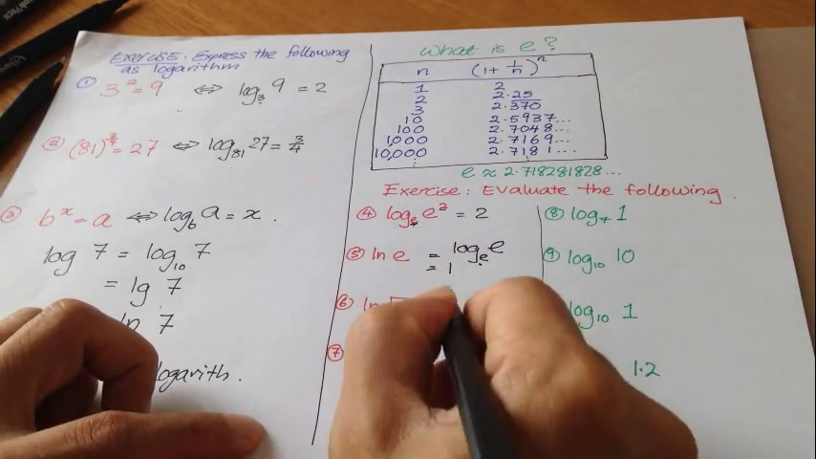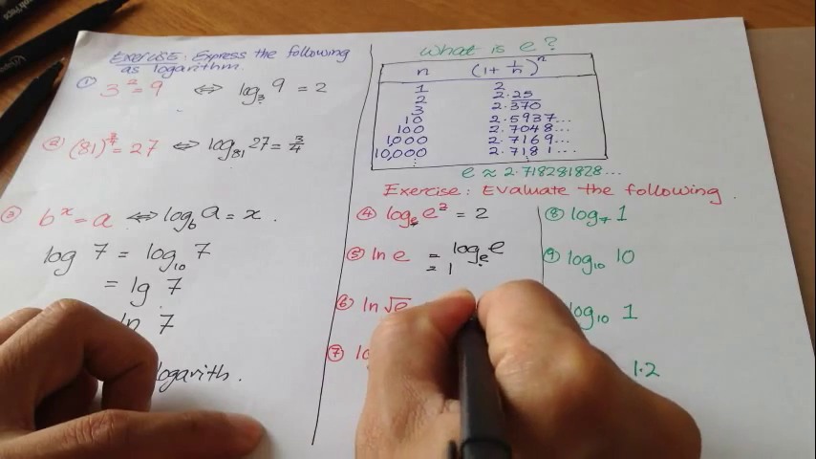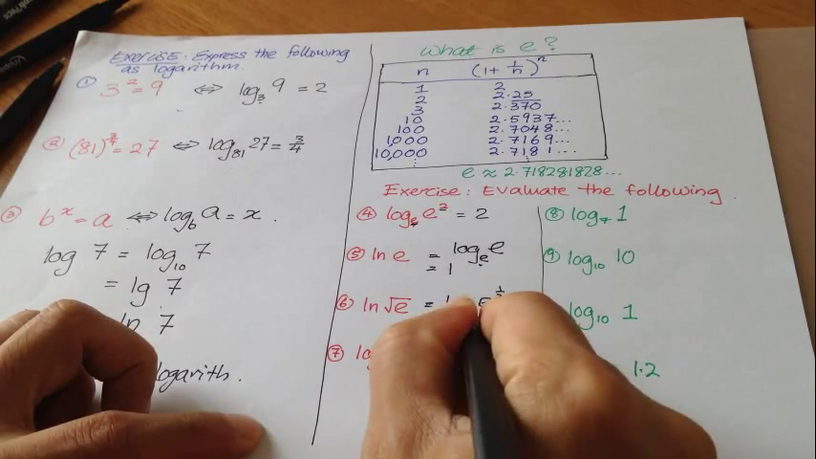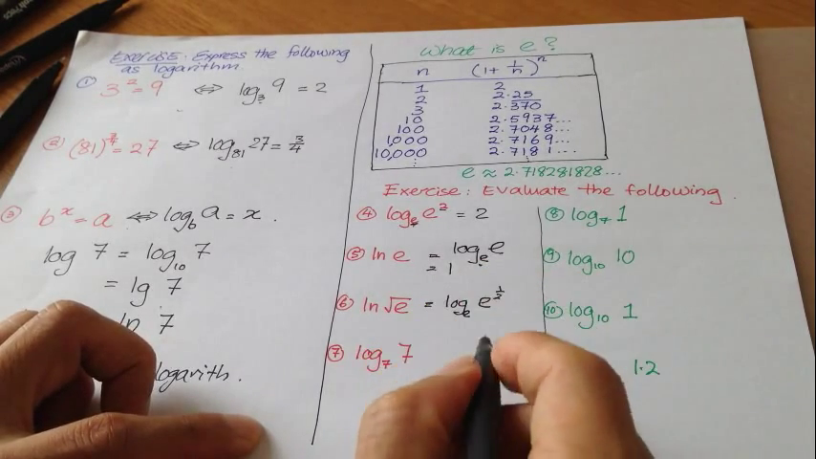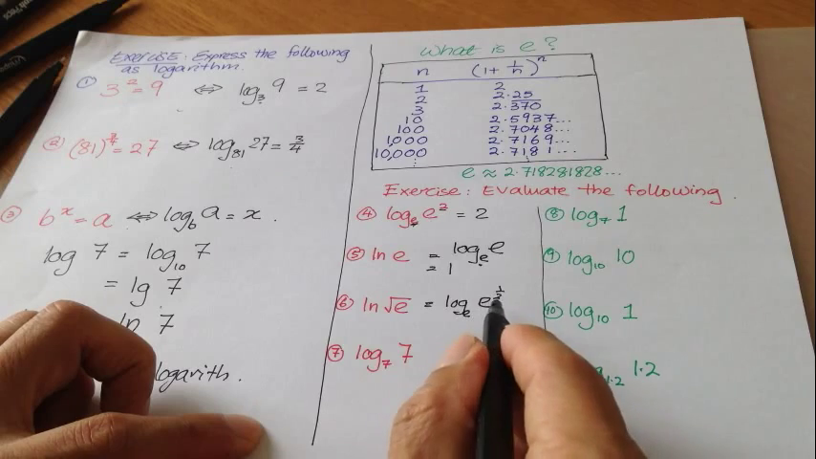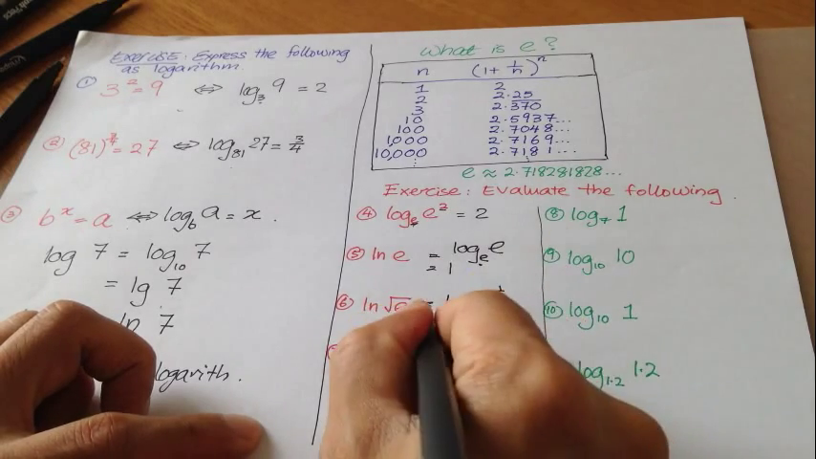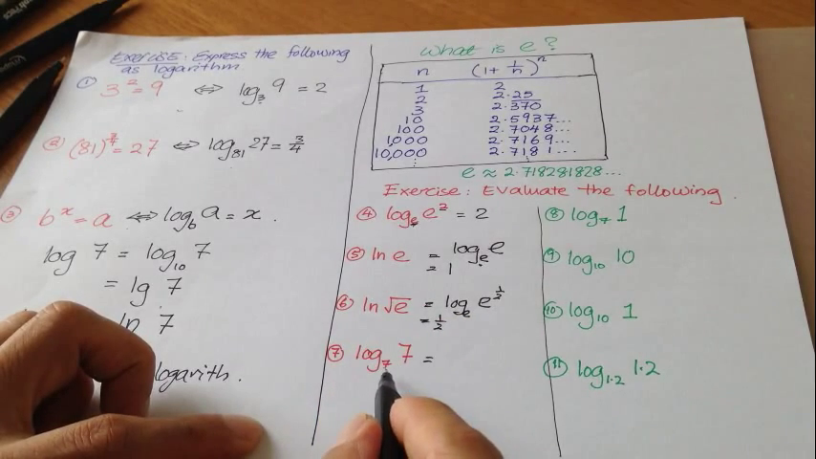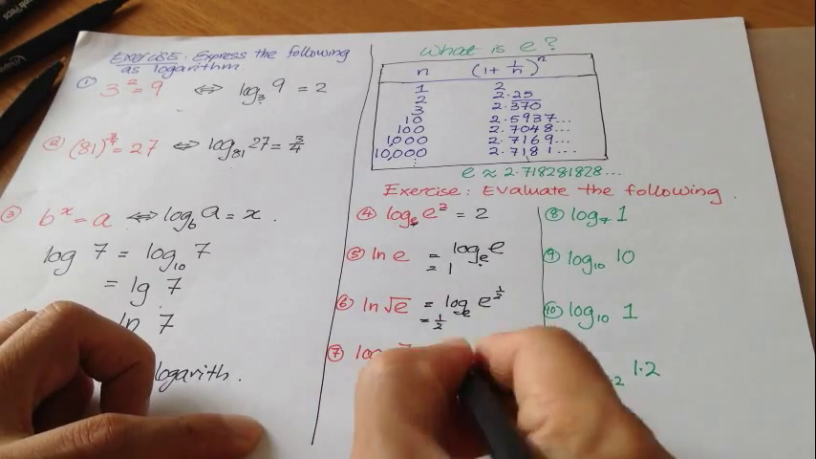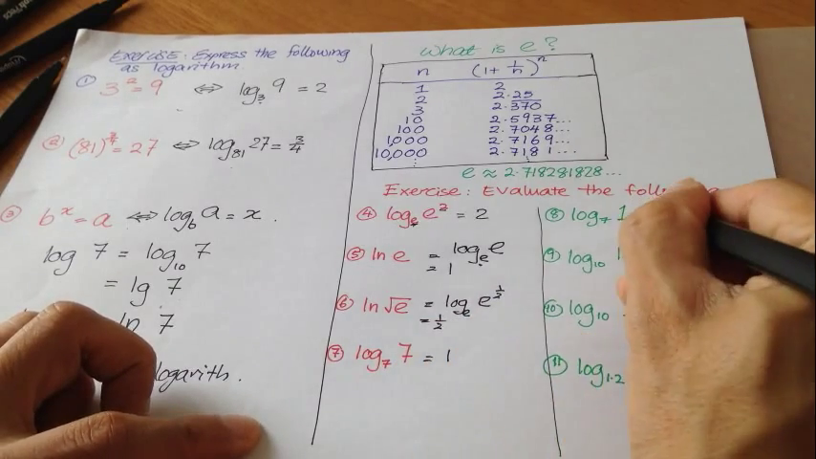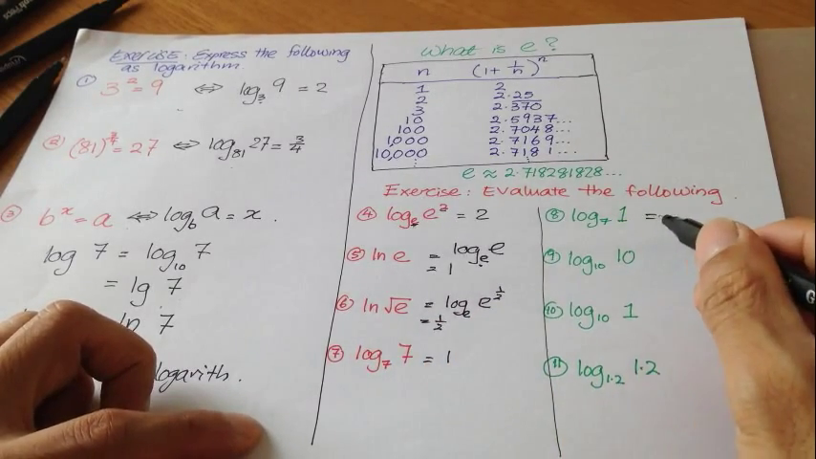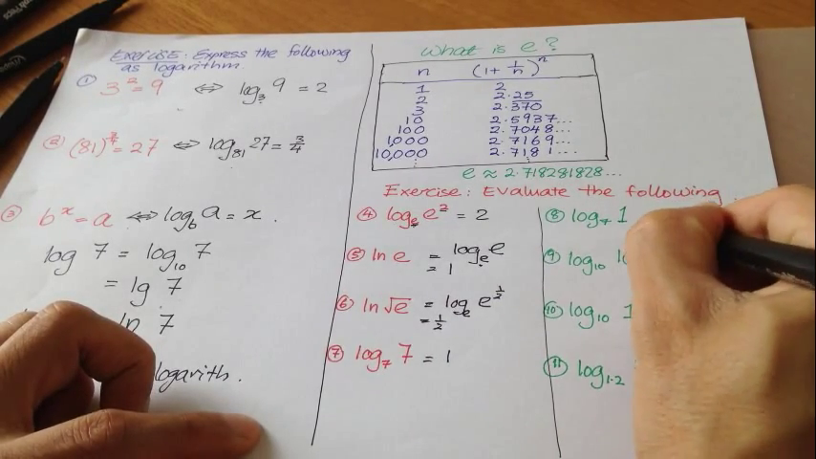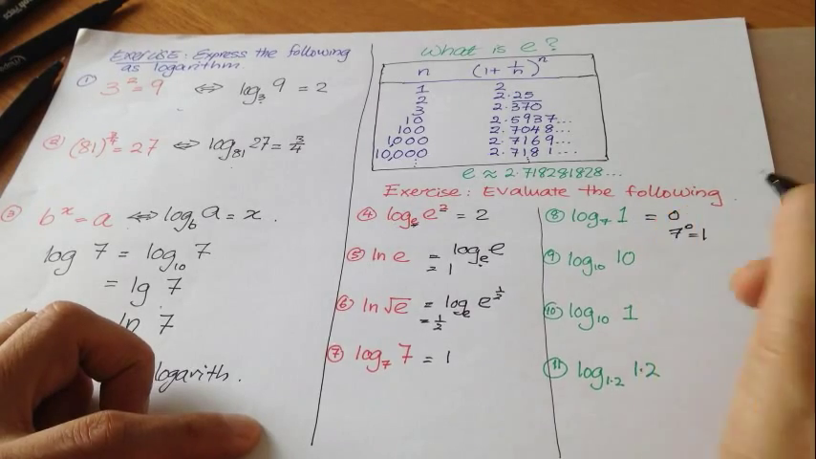Next is this. Well, remember that this is a logarithm. The square root of e is basically e raised to the power of a half, and ln is base e. So how much does e have to be raised to get e to the power of a half? Well, the answer is easy, a half. And here, how much does 7 have to be raised to get 7? Once. Next, how much does 7 have to be raised to get 1? Well, that is 0, because 7 raised to the power of 0 is equal to 1.